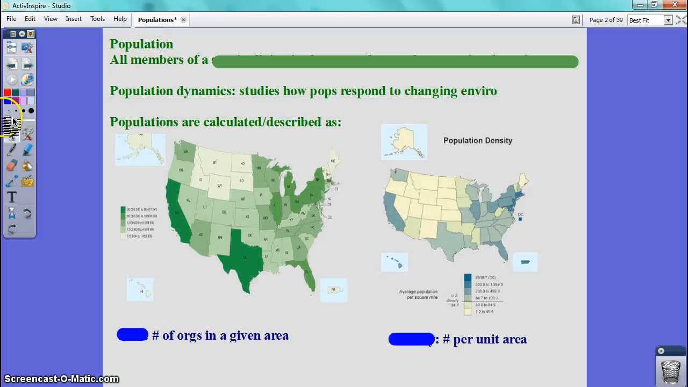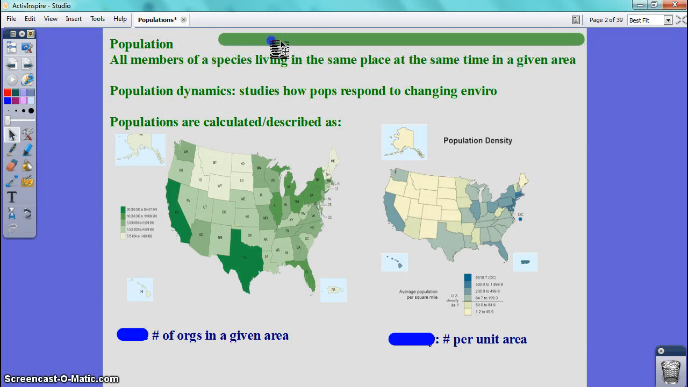So populations, by definition, are all members of a species living in a given area at the same time. For example, our class makes up the population of AP Environmental. When you study how populations respond to changing environments, which is the focus of this unit, that's called population dynamics. Now, populations are calculated in many different ways, and you're going to be responsible for learning all the different ways scientists calculate populations or estimate sizes or changes of the population.